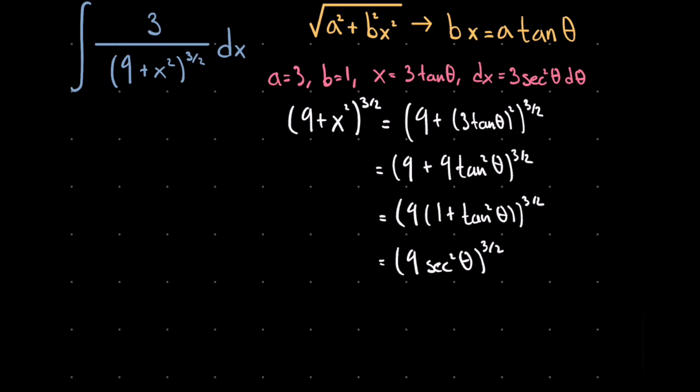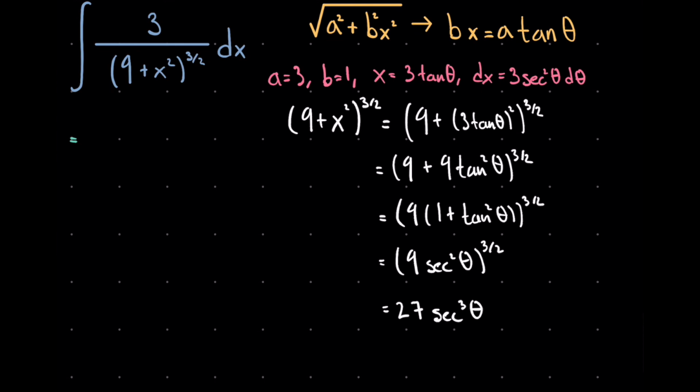So now let's get rid of this exponent. 9 to the power of 3 over 2. Well, 9 to the power of 1 half is just 3, and then that to the power of 3 is 27. So we write 27, and we have secant squared to the power of 3 over 2. So the 2s will cancel out, leaving us only with secant cubed theta. Okay, perfect. So now we can move on to actually solve this integral.